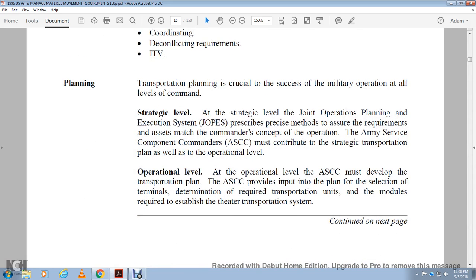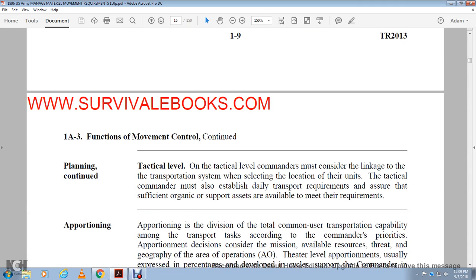At the strategic level, the Joint Operation Planning and Execution System, or JOPES, prescribes the method of assuring that the requirements of the assets match the commander's concept of the operation. Army Service Component Commanders, ASCC, must contribute to the strategic transportation as well as the operational level. They must develop the transportation plan, provide input with the plan and selection of the terminals, determination of required transportation units, and the modules required to establish theater transportation systems.